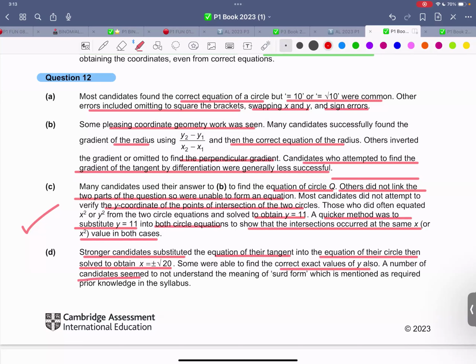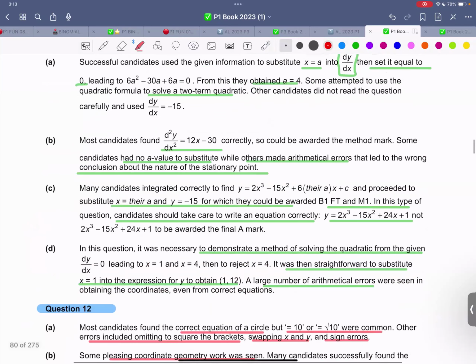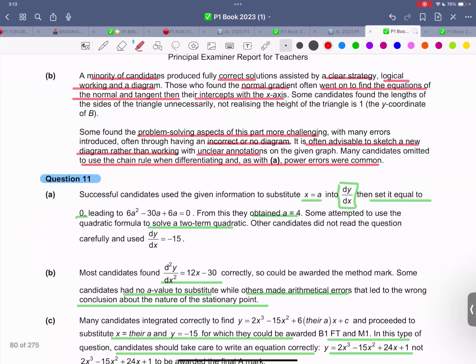A number of candidates seem not to understand the meaning of the third form, which is mentioned as required prior knowledge in the syllabus. So that's all about it.